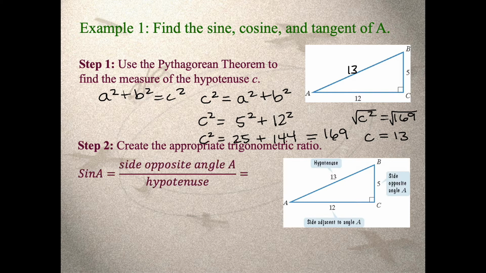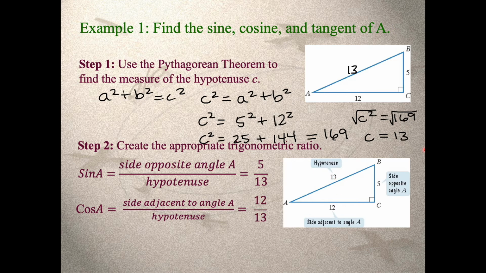So let's go ahead and start out with the sine of A. This is the side opposite angle A over the hypotenuse. Remember, our side opposite is 5, our hypotenuse is 13. So that's going to create a fraction of 5 over 13. Next, we want to create the cosine of A. That's the side adjacent to angle A over the hypotenuse. So creating our fraction, we need a numerator of 12 over the denominator of 13. So adjacent over hypotenuse gives us 12 over 13.